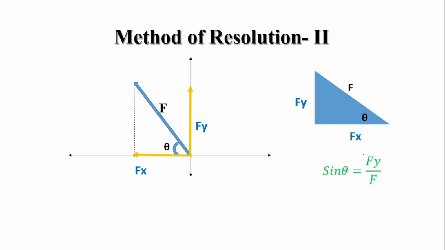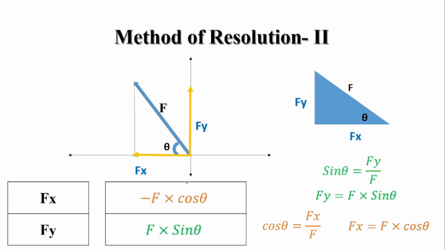Now first we find sin theta. Sin theta is equal to opposite upon hypotenuse, so it is Fy divided by F. So Fy becomes F sin theta. Now we'll find cos theta, adjacent upon hypotenuse, so Fx divided by F. So Fx becomes F cos theta. In this way you can calculate the Fx and Fy values for the second quadrant.